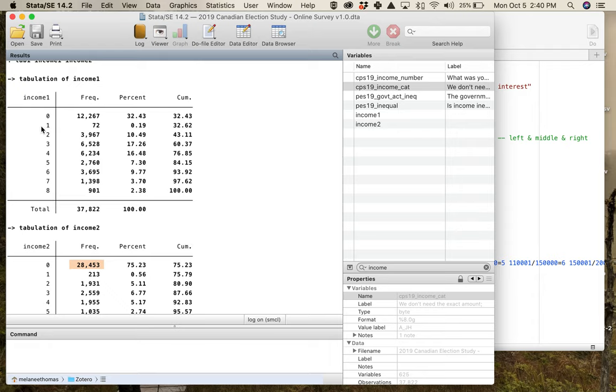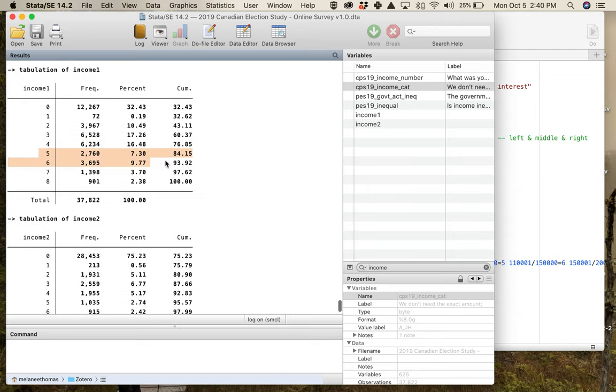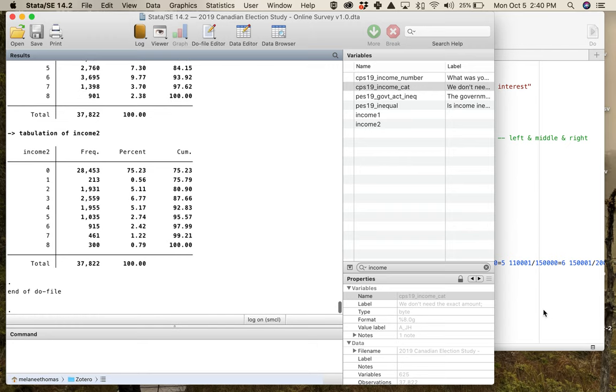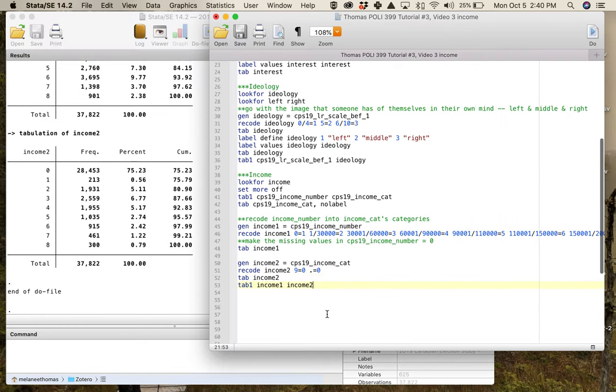But now I know that my one is my no income. My two is that $1 to 30,000. Three is 30,000 and one to 60. Four is 60,000 and one to 90, so on and so forth, right? And eight is my max category for both of them. So now, in order for me to put these together, I literally generate a new variable again, income.